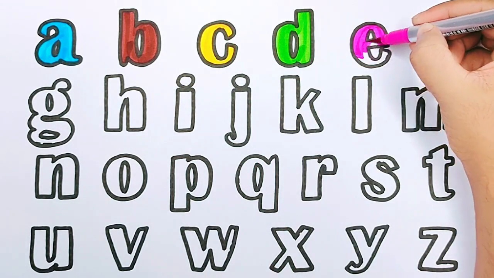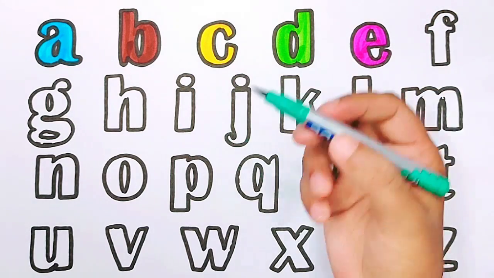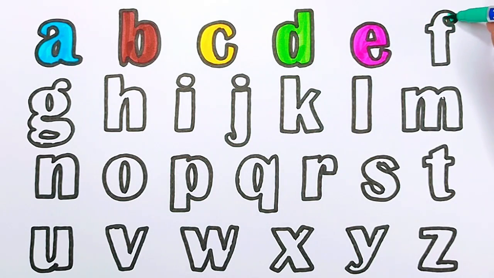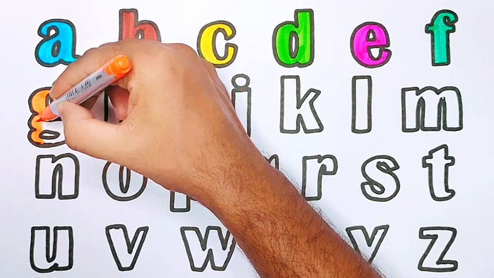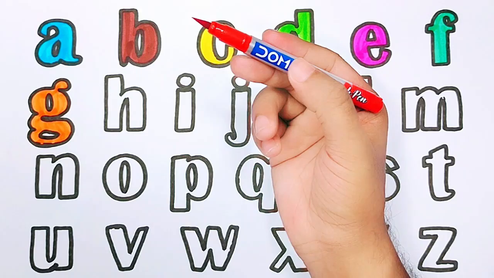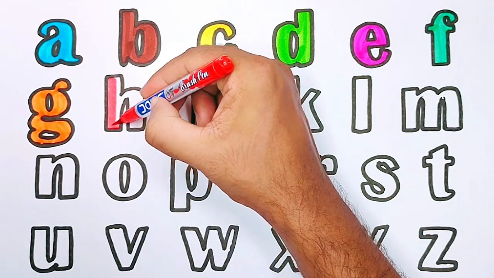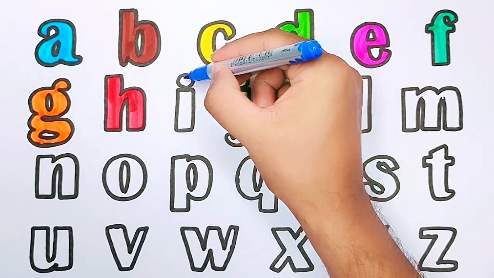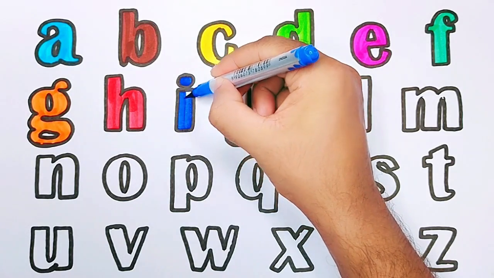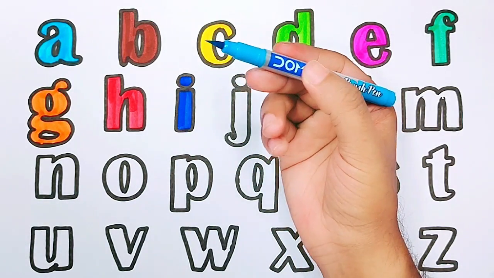E for earth. Green color. F for fig. Orange color. G for goat. Red color. H for hamburger. Blue color. I for ibis. Sky blue color.